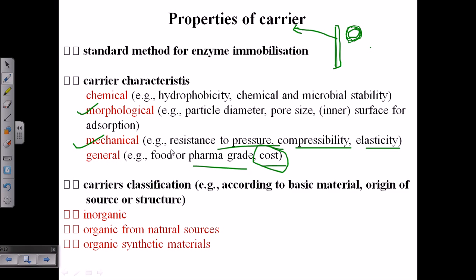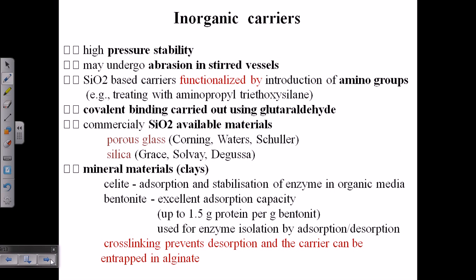Okay, now we can classify carriers into different parts. It can be inorganic and it can be organic. Among the organic we can again divide into two different parts. It can be of natural sources, it can be of synthetic materials. We have already discussed it earlier. Now let us look at the inorganic carriers. The advantage of inorganic carriers is their high pressure stability, so this is a very good advantage.